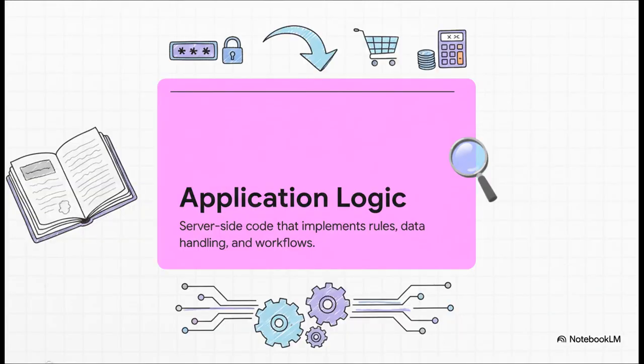But how does the server even know what to do when an order comes in? Well, that's where the application logic comes into play. This is the restaurant's secret recipe book. It's all the code that lays out the rules and instructions for how to handle everything, like how to check if your password is correct or how to calculate the total price of your shopping cart.